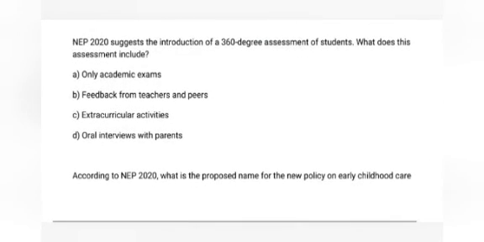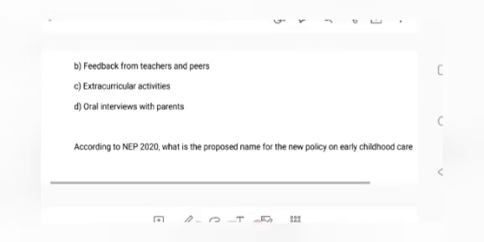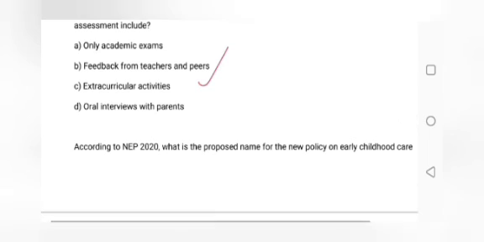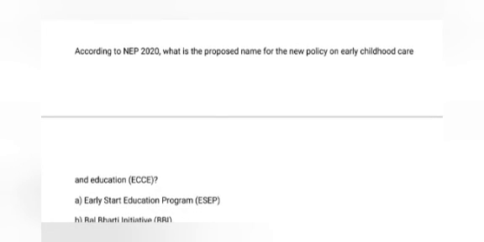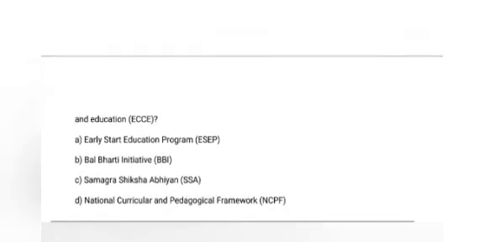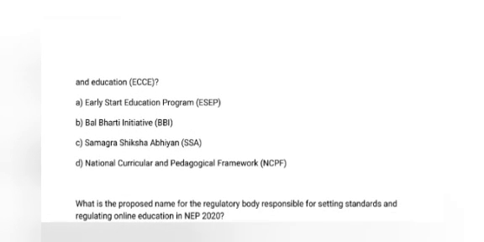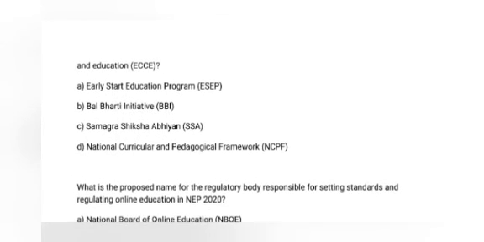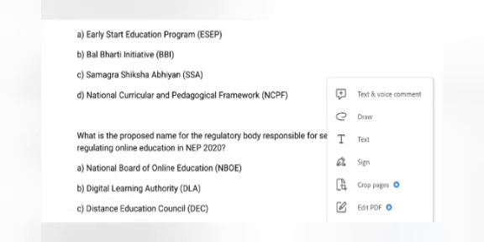Next, NEP 2020 suggests the introduction of a 360-degree assessment of students. What does this assessment include? A feedback from teachers and peers. This is our correct answer. Next, according to NEP 2020, what is the proposed name for the new policy on early childhood care and education, in short ECCE? It will be National Curricular and Pedagogical Framework, NCPF.